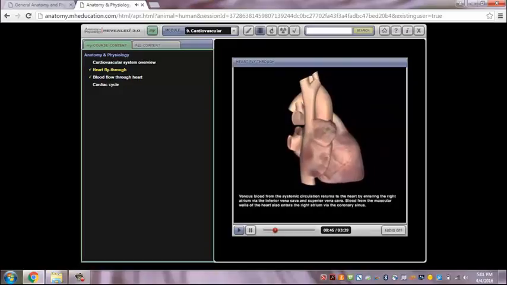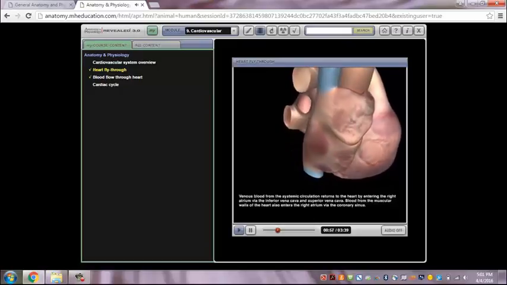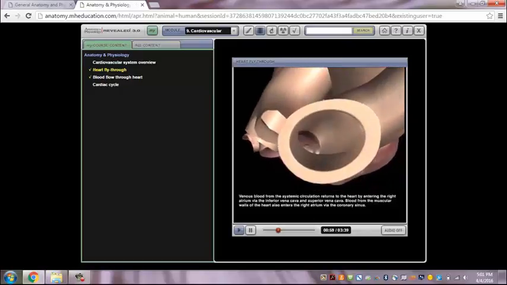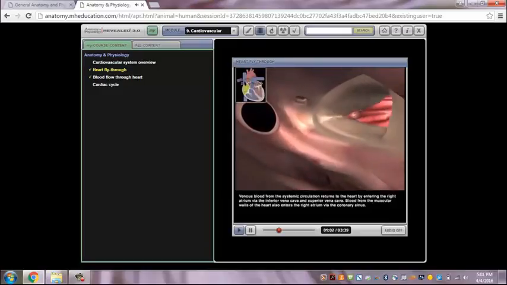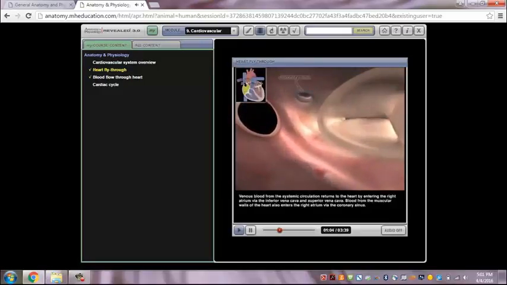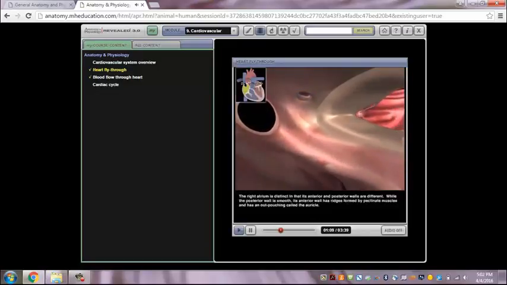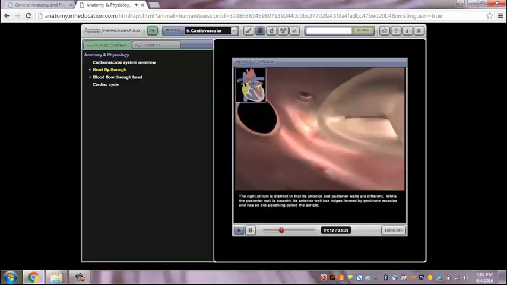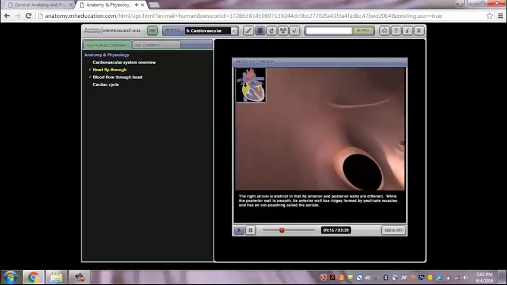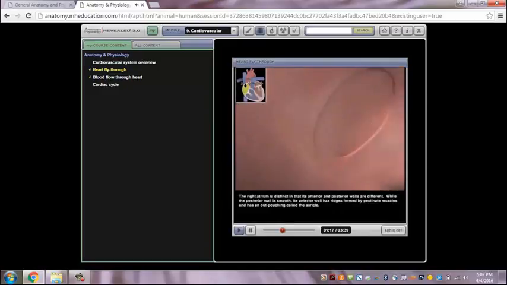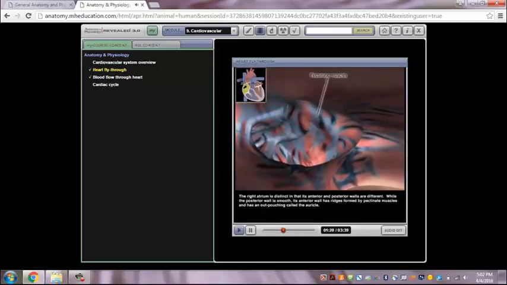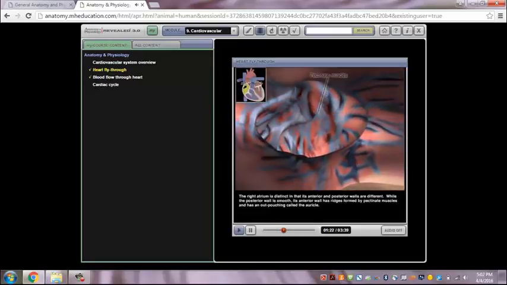Venous blood from the systemic circulation returns to the heart by entering the right atrium via the inferior vena cava and superior vena cava. Blood from the muscular walls of the heart also enters the right atrium via the coronary sinus. The right atrium is distinct in that its anterior and posterior walls are different. While the posterior wall is smooth, its anterior wall has ridges formed by pectinate muscles and has an outpouching called the auricle.